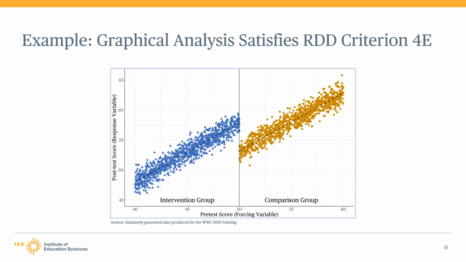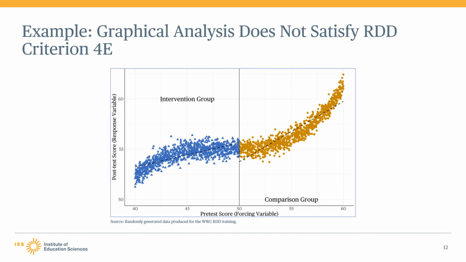Here is an example graph that displays a scatter plot of raw data and the fitted regression lines used to estimate the intervention impact at the cutoff score of 50. This graphical analysis would satisfy RDD Criterion 4E; the functional form specification used for the impact analysis is consistent with the outcome forcing variable relationship shown here. In this example, the authors used a global linear regression estimated separately on either side of the cutoff, and the scatter plot suggests that this is indeed a consistent and reasonable choice of a functional form to these data.